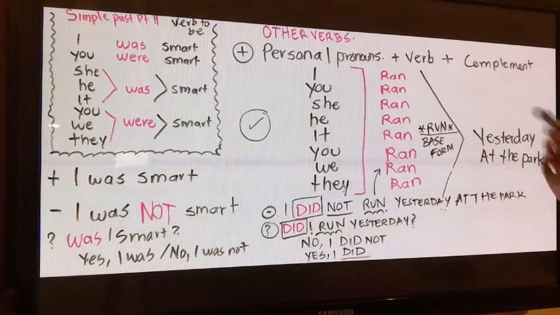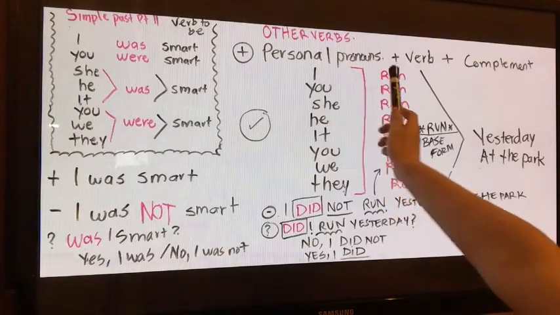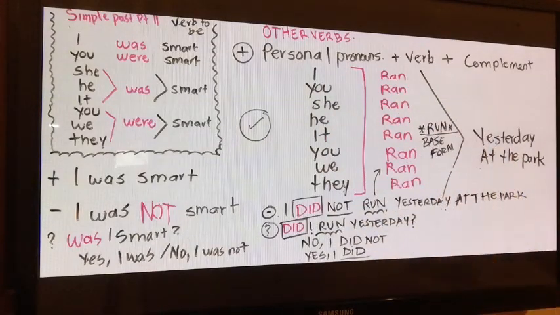Y finalmente agrego un complemento. El complemento yo elegí una expresión de tiempo en pasado que es ayer, yesterday, y un lugar que es en el parque. Entonces, at the park. Dice, yo corrí ayer en el parque. I ran yesterday at the park.